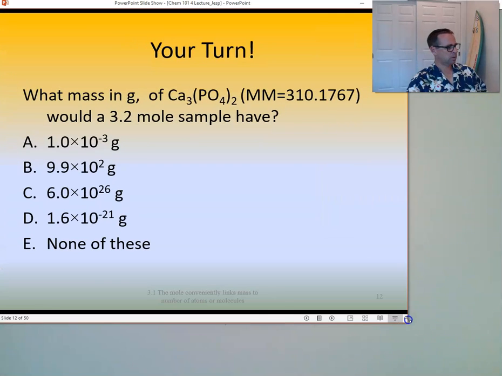All right. What mass in grams of, what's the name of this compound right here? Can you tell me? Calcium phosphate. Very good. What mass in grams of calcium phosphate would a 3.2 mole sample have?